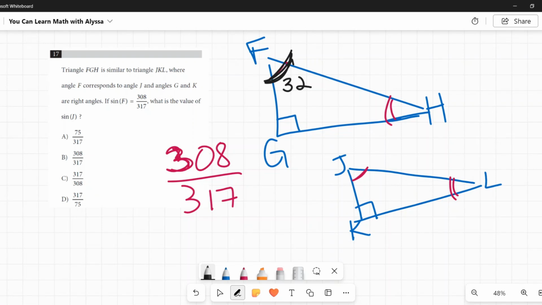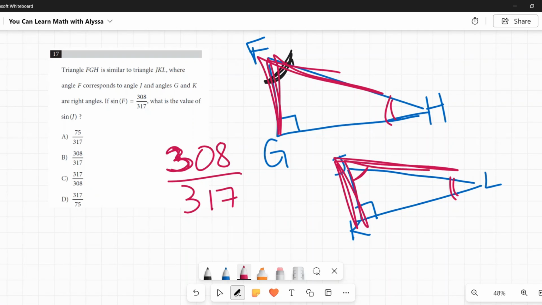So they're telling us the sine of F. I don't know what F is, but it doesn't matter because I know F and J are the same angle. And if the sine of F is 308 over 317, every other angle that has the same measure as F is going to have that same sine. So there is no calculation required here. As soon as you know that F and J are the same angle, which they tell us right here, you know the sine of these two angles is the same. So it is just B, again, 308 over 317.